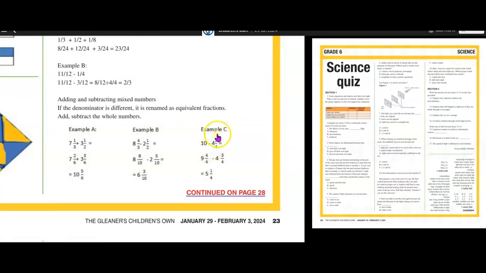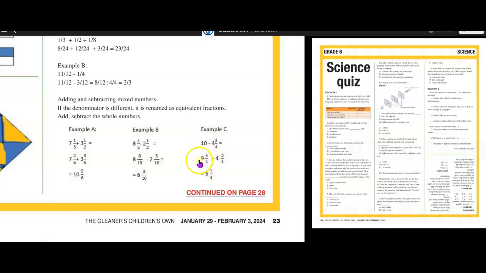Example C, we have 10, and we're going to take from it 4 3/4. Now we'll take 1 out of the 10, and that will leave us with 9. And that 1 that we have taken, we'll change that to 4/4. So we are going to change this 10 to 9 and 4/4. Now 4/4 is 1, and 1 and 9 would be 10. So we're just writing the 10 as a fraction that has fourths in it.